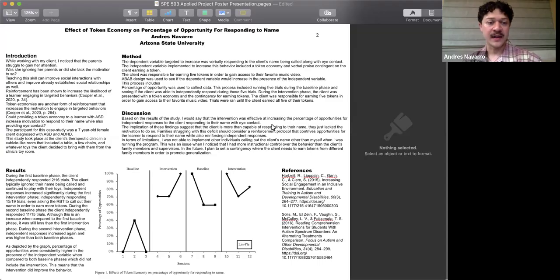So we can start with the title. The title for this project was Effective Token Economy on Percentage of Opportunity for Responding to Name. So let's unpack that. We can start with the rationale, which is basically the inspiration for this intervention.